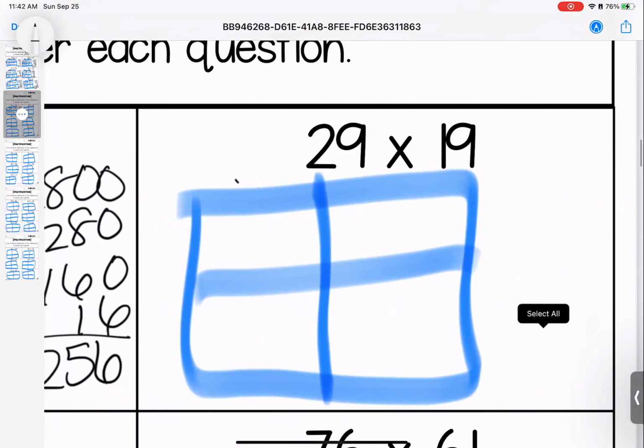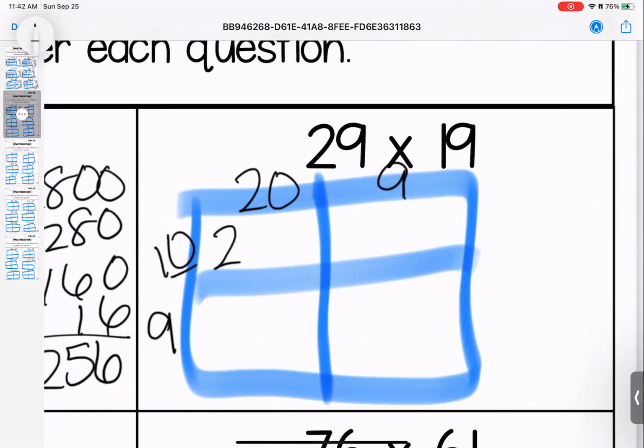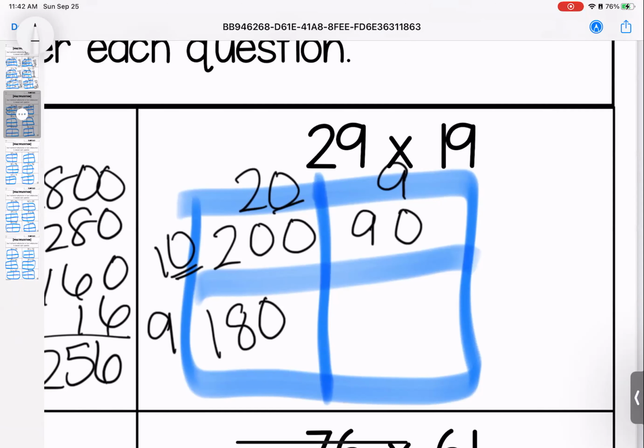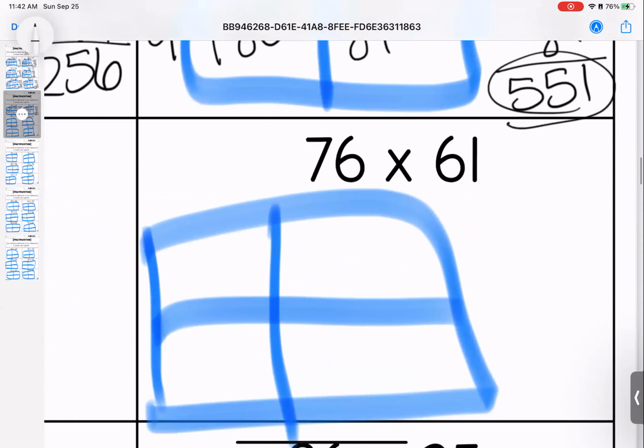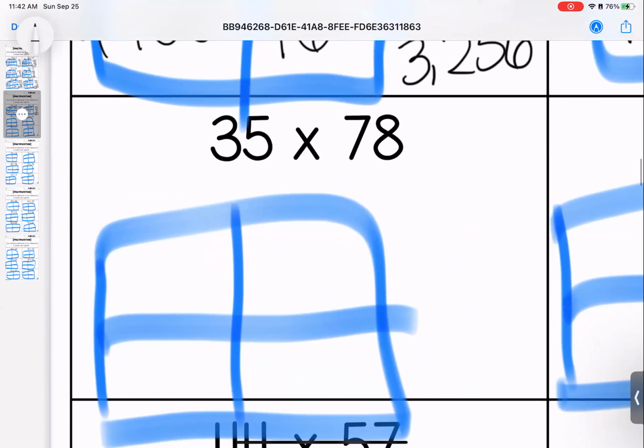Break it down. 20 and 9, 10 and 9. 2 times 1 is 2, 2 zeros. 1 times 9 is 9, 1 zero. 9 times 2 is 18, 1 zero. 9 times 9 is 81. We stack, we add, and we get 551.